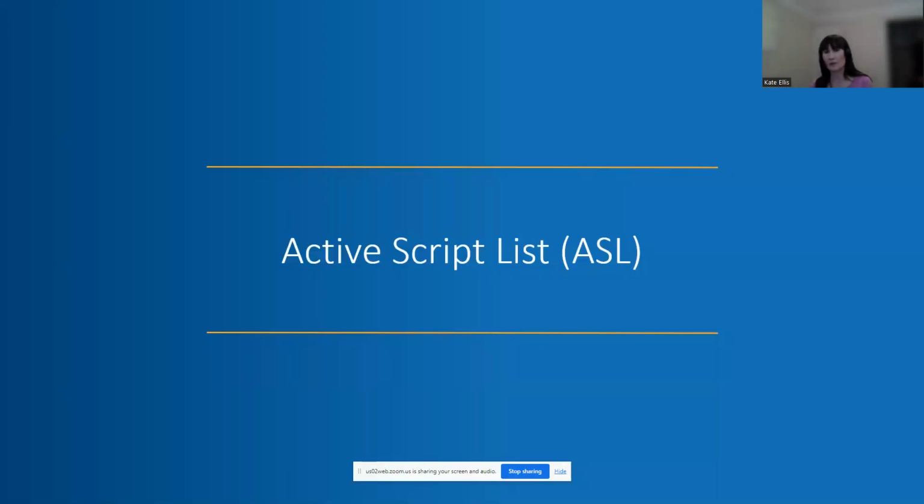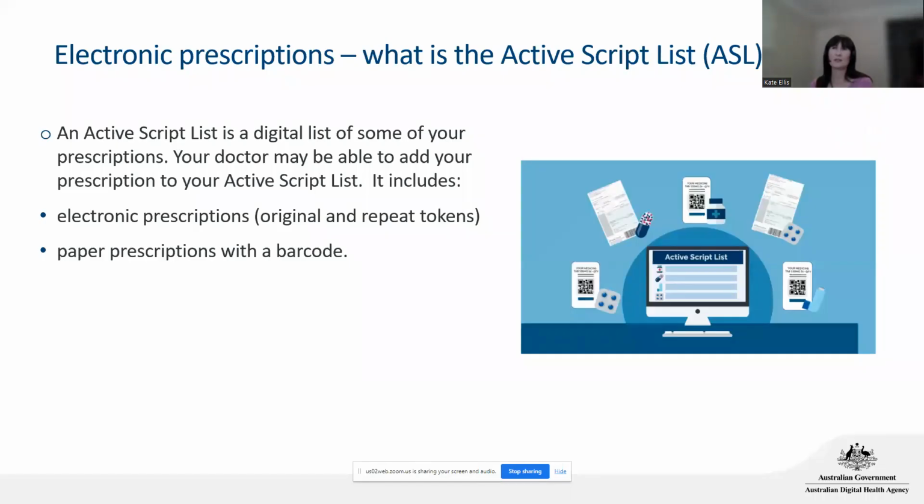So this is what I'm referring to as the active script list, or ASL for short. Essentially, it's still electronic prescriptions, but instead of having to receive that individual SMS or email every time you get a prescription, it can go in the cloud, what we call the prescription delivery service, which is basically like a secure cloud directly from the prescriber to the pharmacy. So rather than having you as the middle person, having the token on your phone, having to find it, having to forward it on, it almost misses that middle step and goes straight to the pharmacy, and then they can download it from that prescription delivery service.